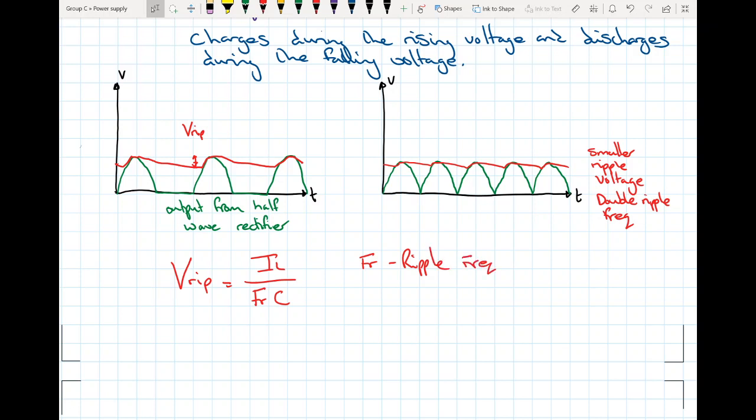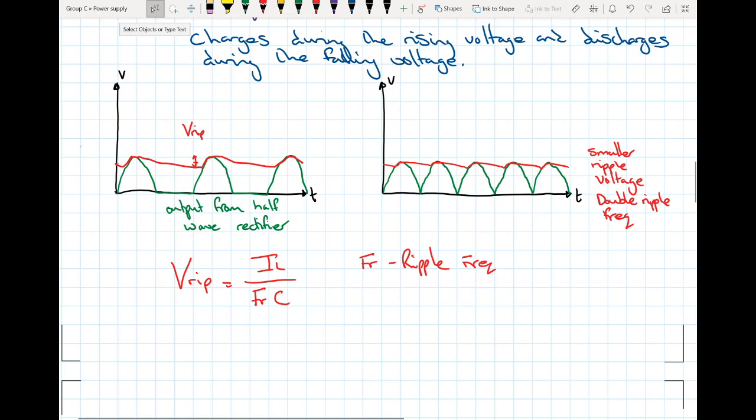And our capacitor C. And remembering that it's going to be double if we've got a full wave rectifier compared to a half wave rectifier. So one of the questions that we might be asked is, how do we reduce the ripple voltage? Well, we can just take into account the factors in the equation.